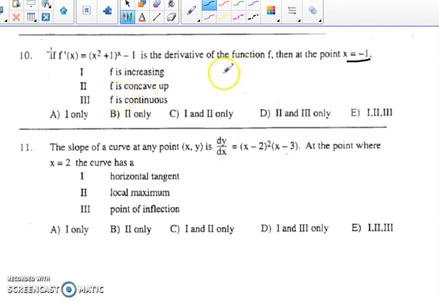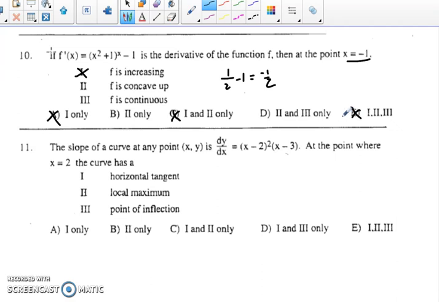And when I plug in -1, I get out -1 squared is 1, 1 plus 1 is 2, 2 to the -1 is 1/2, 1/2 minus 1 is -1/2. Because the derivative is negative, f is decreasing, so 1 is not true. So it can't be A, can't be C, can't be E. So now I only have two choices.